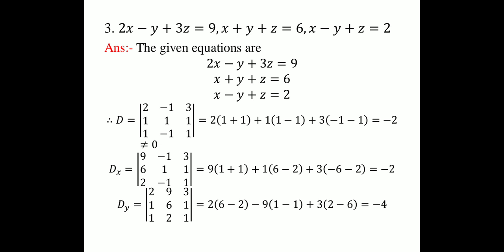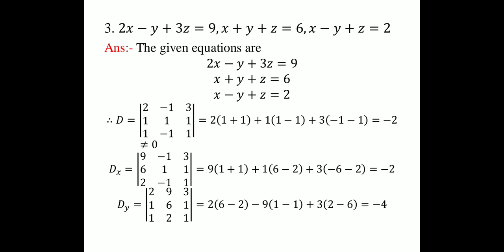Again minus of minus 1 equal to plus 1. Delete first row, second column, taking the determinant of the remaining elements 1, 1, 1, 1. Okay, plus 3, deleting first row, third column and taking the determinant of the remaining elements 1, 1, 1, minus 1. After solving this we get minus 2. That means the value of d is equal to minus 2, which is not equal to 0. Next, find out the dx.